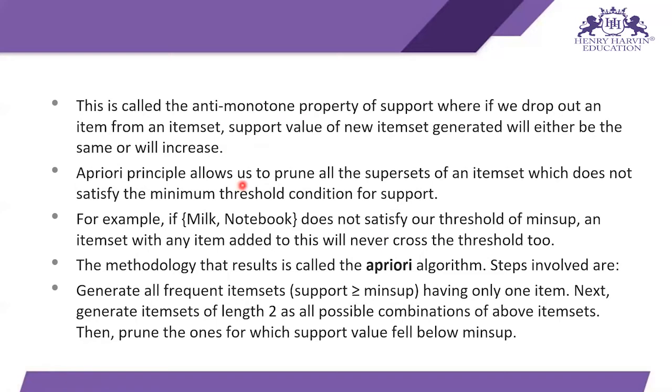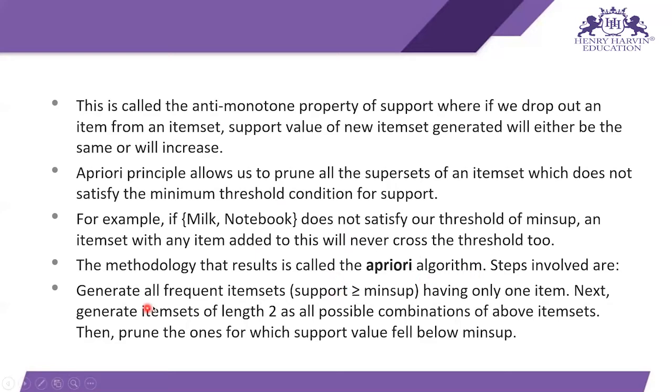The apriori principle allows us to prune the supersets of an item set which does not satisfy the minimum support threshold condition. For example, if milk and notebook does not satisfy our minimum threshold value, an item set with any item added to this will never cross the threshold either. The methodology that results is called the apriori algorithm.